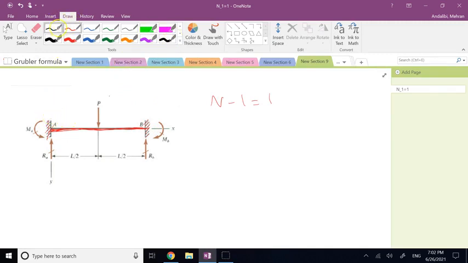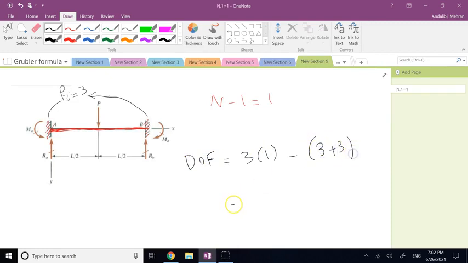So this rigid connection here has Fi of 3. This rigid connection also here has Fi of 3. So my degree of freedom is going to be 3 times 1 minus 3 plus 3. And you will get negative 3. Negative 3. What does negative mean?